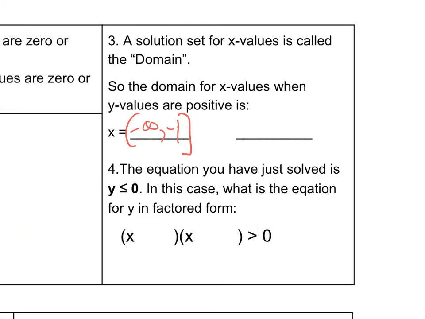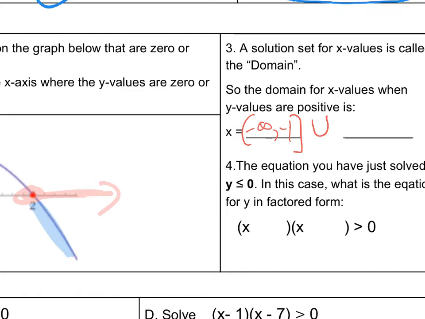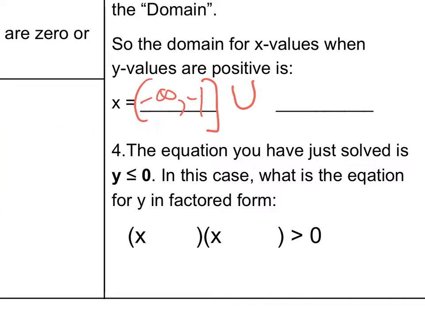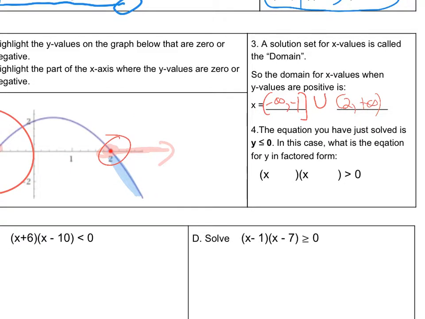Okay, and then we use this, it means "and." It's a U for union, like a union of two things. A marriage is considered a union of two people. That U is for a union of two parts to a solution. So the right part of the solution is anything to the right of 2 and including 2. So it includes 2 and it goes all the way to positive infinity. And that's a round bracket there.